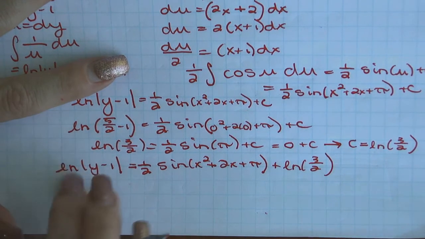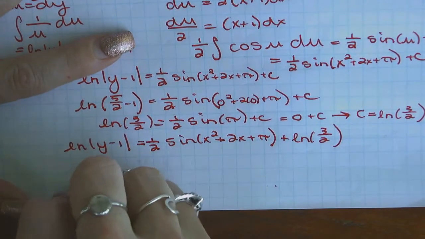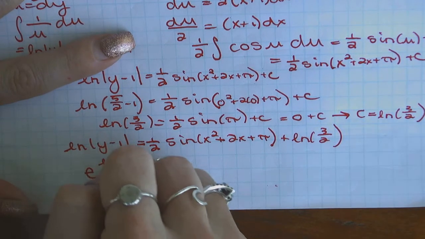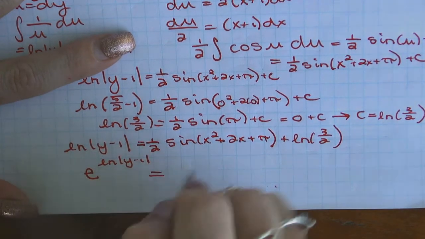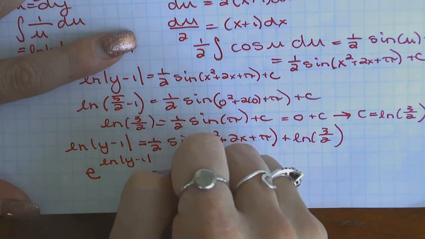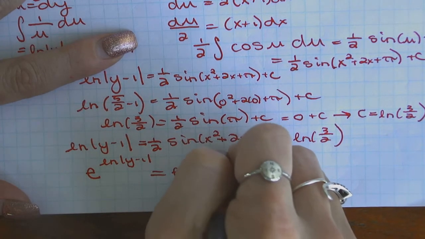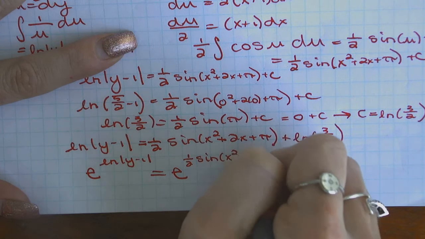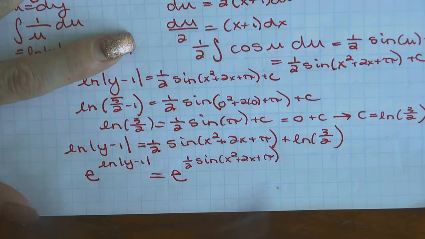And in order to get rid of the ln, right, I need to raise it to the e power. So e to the ln of the absolute value of y minus 1 is going to equal e to the (1/2 sine of (x squared plus 2x plus pi)). I'm going to skip this step right here, right?